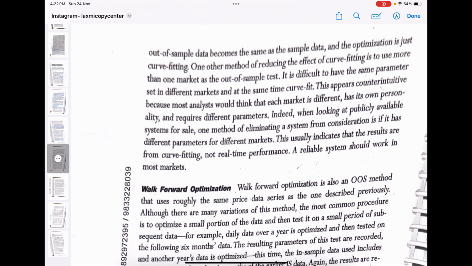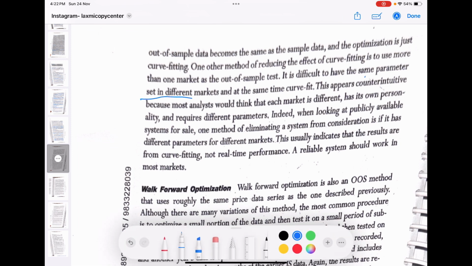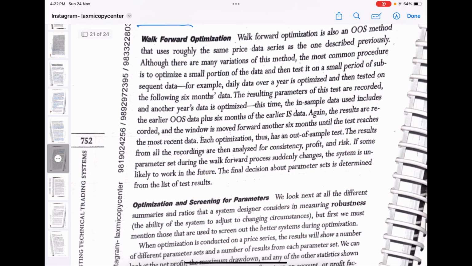One other method of reducing the effect of curve fitting is to use more than one market as the out of sample test. It is difficult to have the same parameter set work in different markets and at the same time be curve fit. This appears counterintuitive because most analysts would think that each market is different, right? So obviously, a reliable system should work in most markets and not just one particular market. So that was OOS, and now let's also see what walk forward optimization is.